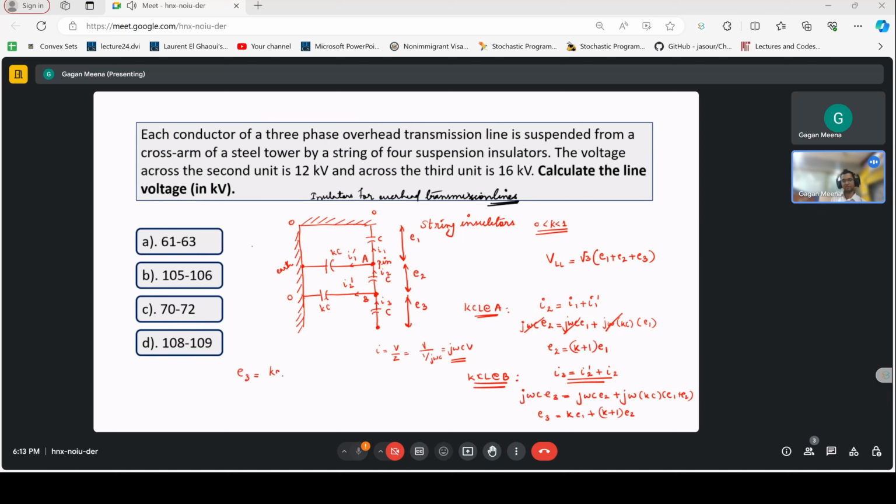So we'll go through this question now. So here we have a 3-phase overhead transmission line suspended from a cross arm of a steel tower by a string of 4 suspension insulators, also called string insulators. So these are the suspension insulators.